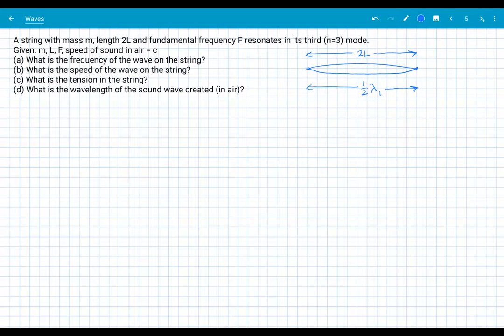I can see that on inspection just by looking at it. We're told that the fundamental frequency is equal to big F in this problem. That's one of our givens. I can look at the situation and I can see by inspection that the fundamental wavelength is equal to 4L, because it's going to be equal to 2 times the length of the string.